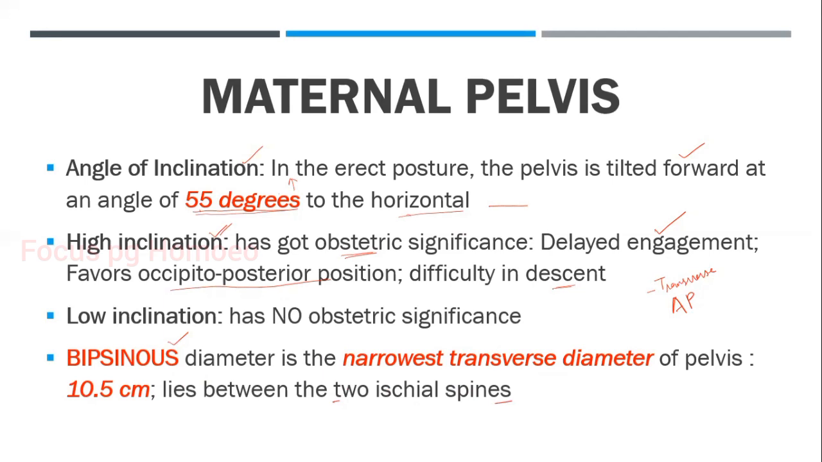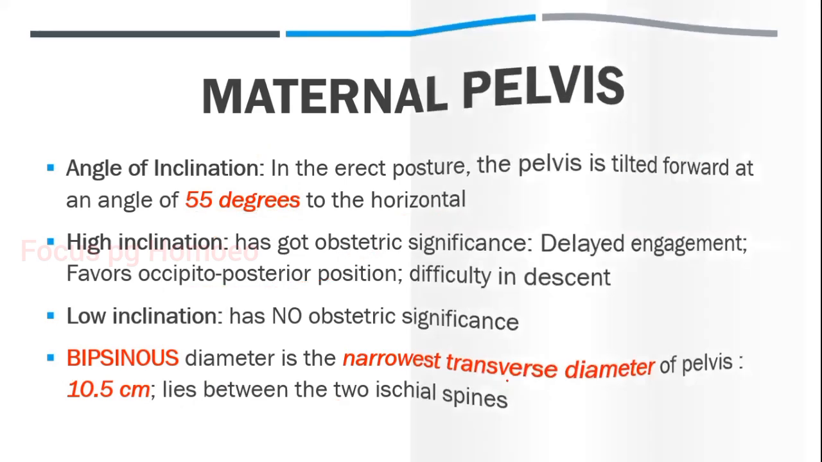For this topic, whatever measurements you see, you have to remember them, because very easily this can be asked as a question and it is very easily confusing for an aspirant. So make a note of all the diameters, anterior, posterior and transverse, and what the measurement is. Very important. The bispinous diameter measures around 10.5 centimeters, and it is the narrowest transverse diameter.